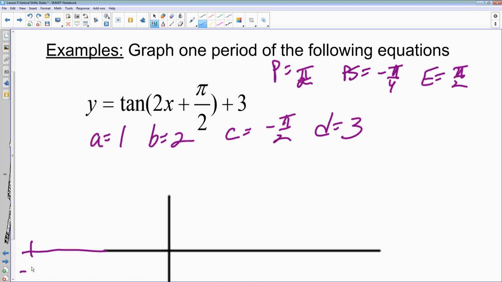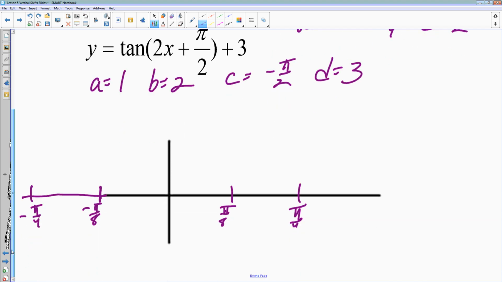So I'll put negative pi over 4 over here and positive pi over 4 over here. Zero's in the middle of those two. Negative pi over 8 right here and positive pi over 8 right here. Now, I'm going to extend my y a little bit because I want to do 1, 2, 3, 4. I'm going up 3 units, so I definitely want to have that in there. All right, and I've also shifted over pi over 4. So that's where the start of my graph is.